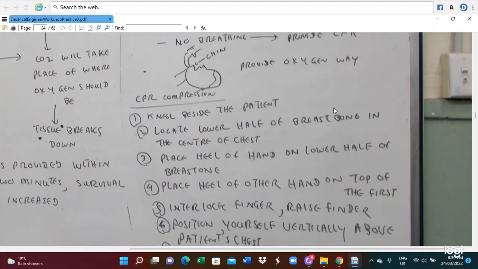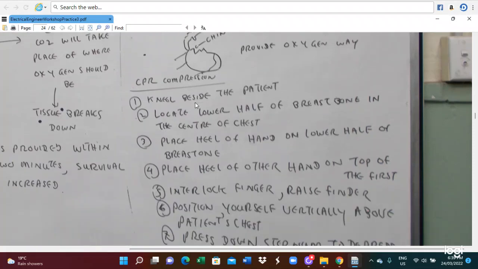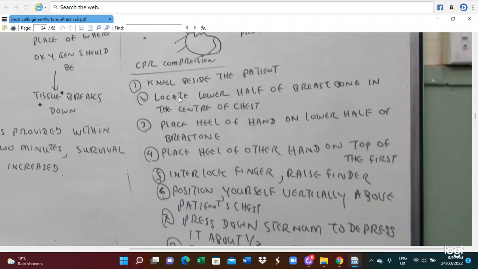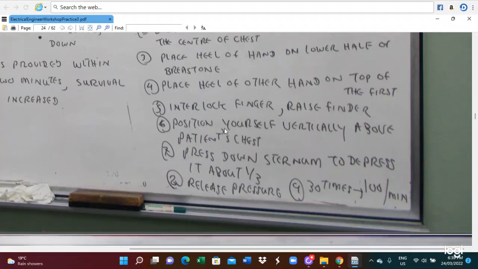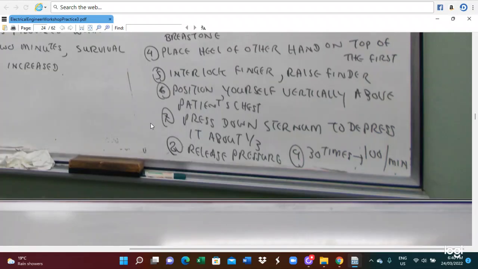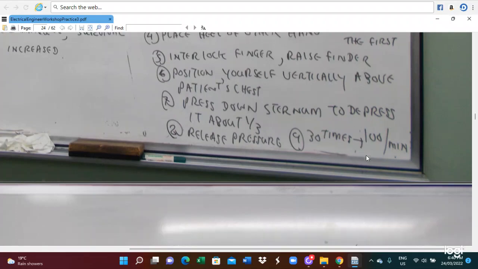Then you do the CPR compression. Kneel beside the patient, locate the lower half of the breastbone in the center of the chest, and place the heel of the hand on the lower half of the breastbone. Place the heel of the other hand on top, interlock the fingers and then raise the fingers. Position yourself vertically above the patient's chest, press down on the sternum to depress it, and then release the pressure. You have to do that 30 times, at 100 times per minute.